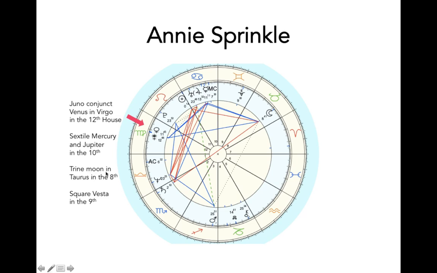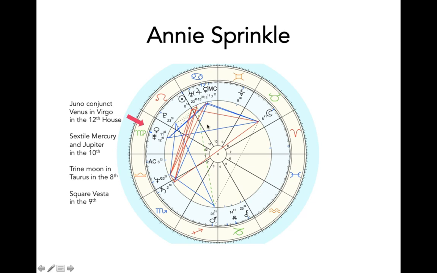It's trine the moon in Taurus. So this is Juno. It's sending a trine ray to the moon. Why do we know that? Well, the moon's in Taurus. Taurus is an earth sign. Juno's in Virgo. Virgo's an earth sign. They're 4 degrees away from each other. So it's a pretty nice trine.